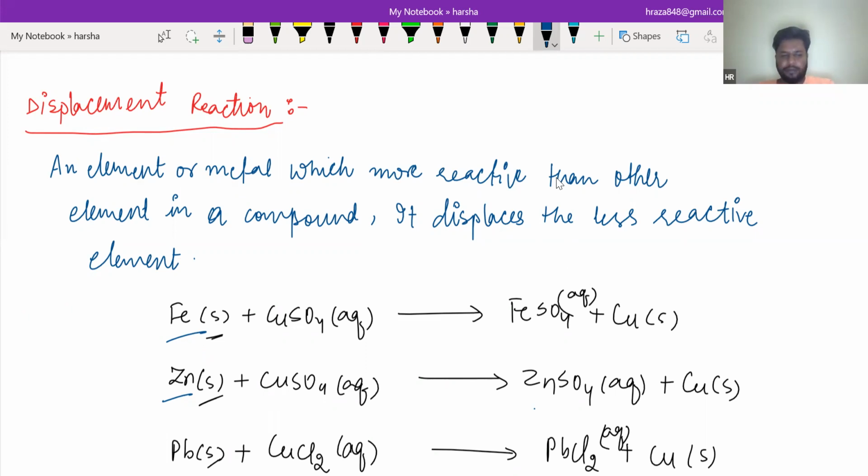Abdullah, if you have any doubt in this type of reaction, displacement reaction? No, sir. No doubt. Okay, thank you. Hamna, yes. Please let me know if you have any doubt in this type of reaction. No, sir. Okay, thank you. So please write it and let me know if you are done with this. Done, sir. Very good, Harsha.